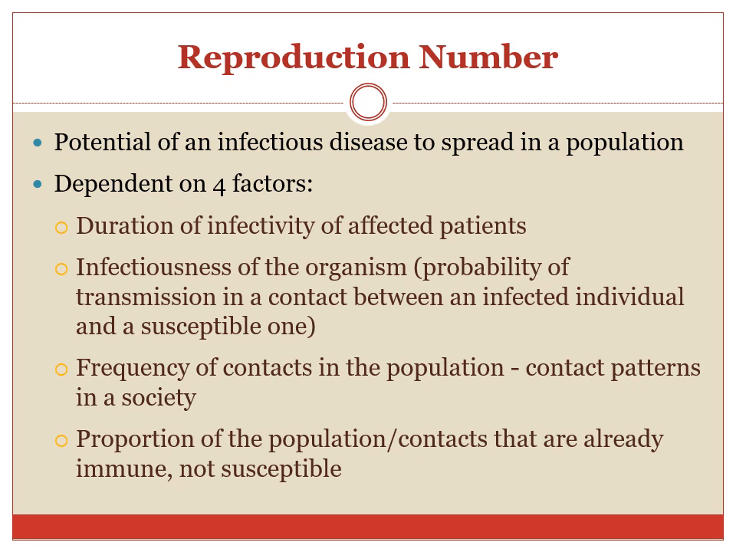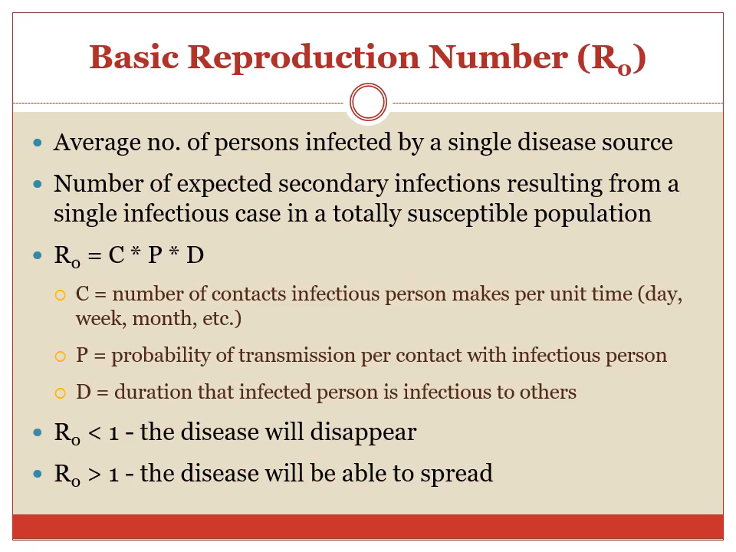And then the fourth factor is how big the proportion of the population is that is already immune and not susceptible. Because the larger the proportion of the population that is immune, the lower the likelihood of transmission. So these are the 4 factors that the reproduction number depends on. How do we calculate the reproduction number?